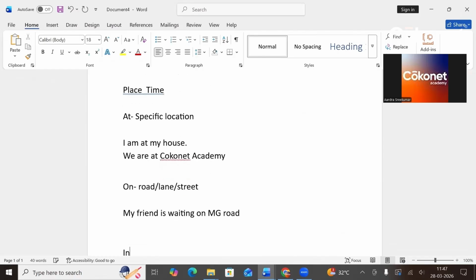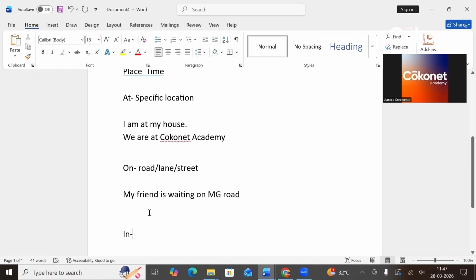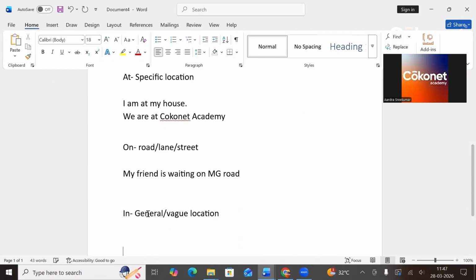Okay, now when it comes to in with relation to place as a preposition, it is used to indicate a general or vague location. General or vague location. Okay, and reminding you again, we are looking at two different scenarios where at, on, and in come into play. One is place and time, and here we are looking at place specifically. So at, on, and now in.